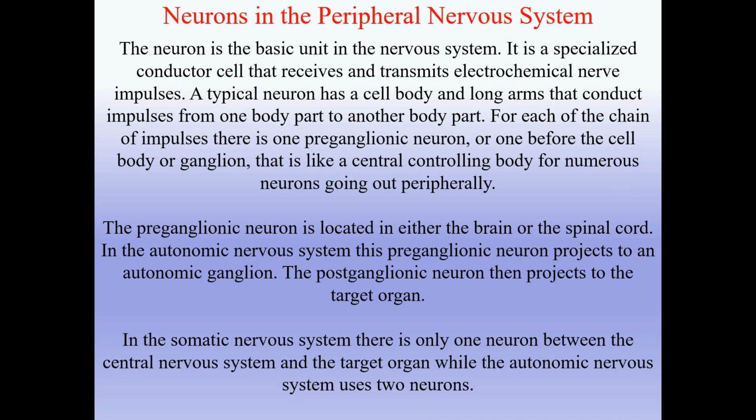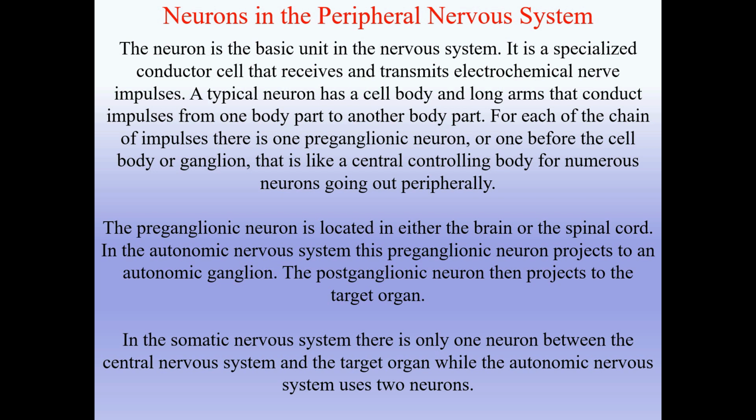Neurons in the peripheral nervous system. The neuron is the basic unit in the nervous system. It is a specialized conductor cell that receives and transmits electrochemical nerve impulses. A typical neuron has a cell body and long arms that conduct impulses from one body part to another body part. For each of the chain of impulses, there is one preganglionic neuron, or one before the cell body or ganglion, that is like a central controlling body for numerous neurons going out peripherally. The preganglionic neuron is located in either the brain or the spinal cord. In the autonomic nervous system, this preganglionic neuron projects to an autonomic ganglion. The postganglionic neuron then projects to the target organ.